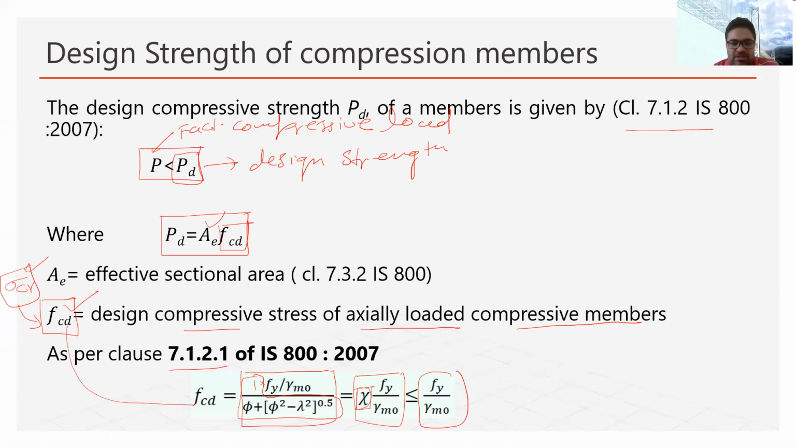According to Robertson theory, the formula to calculate the FCD value will be this one. While sigma CR was given by Euler, based on that approach the formula was further derived, and based on experimental data we arrived at this formula. Now what is phi, what is lambda? Lambda is the slenderness ratio. How do we find out the phi value? We will see that on the next page.